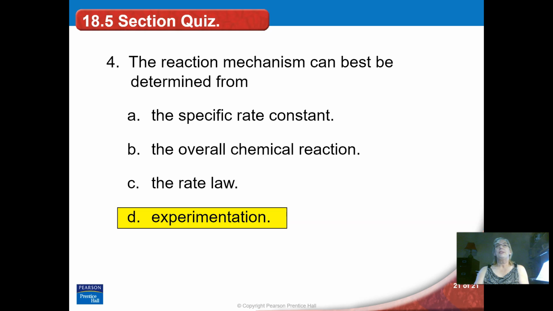We have to do experiments to see what's happening in them. So I gave you a little bit of an overview of rates, but there's a lot more to do with that. I wanted to give you an intro. I won't ask you much on this, if anything, on quizzes or tests, but I just wanted to give you a taste of it.